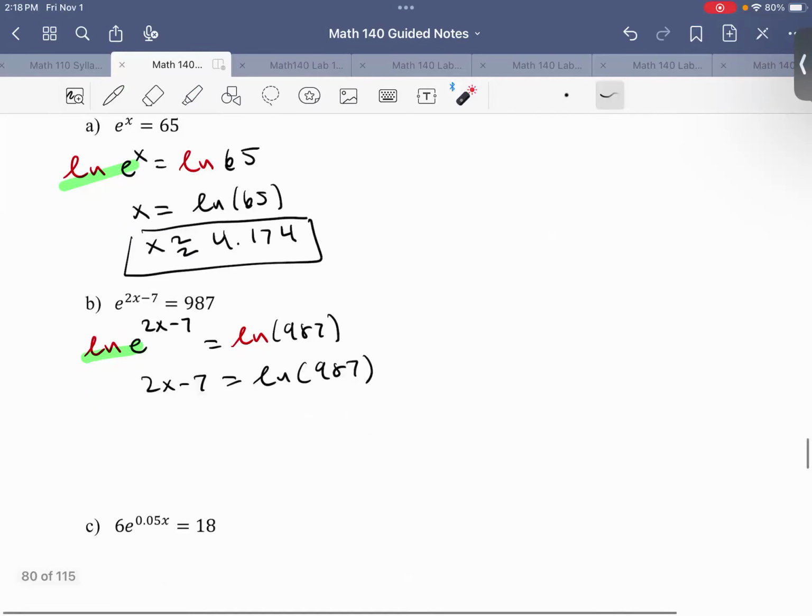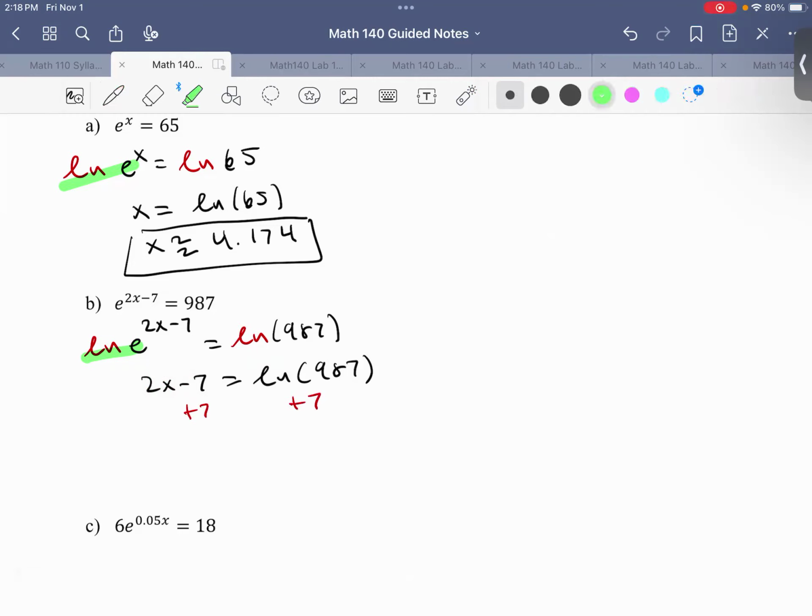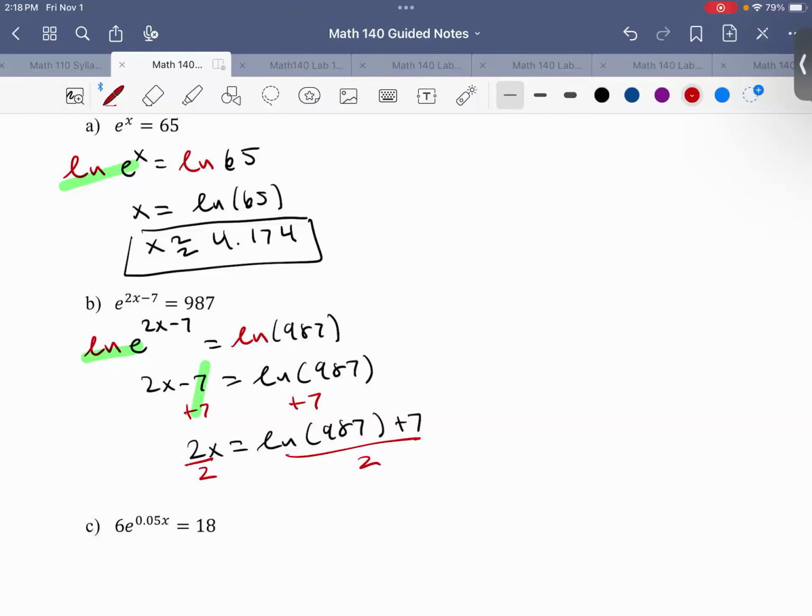So I still need to get x by itself. So I just need to solve for x by moving everything over to the right side. So I'm going to add 7 to both sides. I will have 2x equals natural log of 987 plus 7. And lastly, divide by 2 to both sides. So what I would have is x equals natural log of 987 plus 7 over 2.